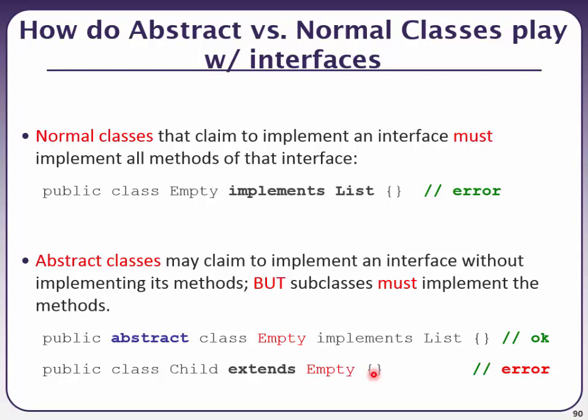Okay? The methods that were actually promised in the interface list, that the abstract class Empty said, well, don't worry, I don't implement them, but my subclasses will. And then when we finally go to the subclass that extends Empty, we realize that we still don't have those implementations. That's where Java is going to catch up. Okay?